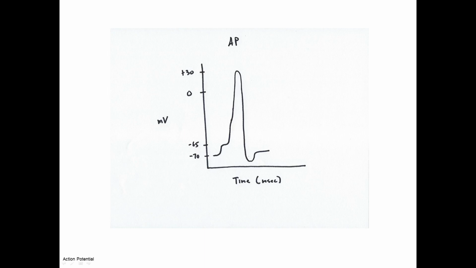If we get enough local depolarizations, then we're able to achieve threshold. Threshold we define is at negative 65 millivolts. Once we hit threshold, that is the signal to open up the voltage-gated sodium channels. Because sodium again has a high concentration outside, a low concentration inside, we flood the cell with sodium. As we flood the cell with sodium, we flood the cell with a positive charge. The membrane potential skyrockets to a plus 30. We call that a rapid depolarization.